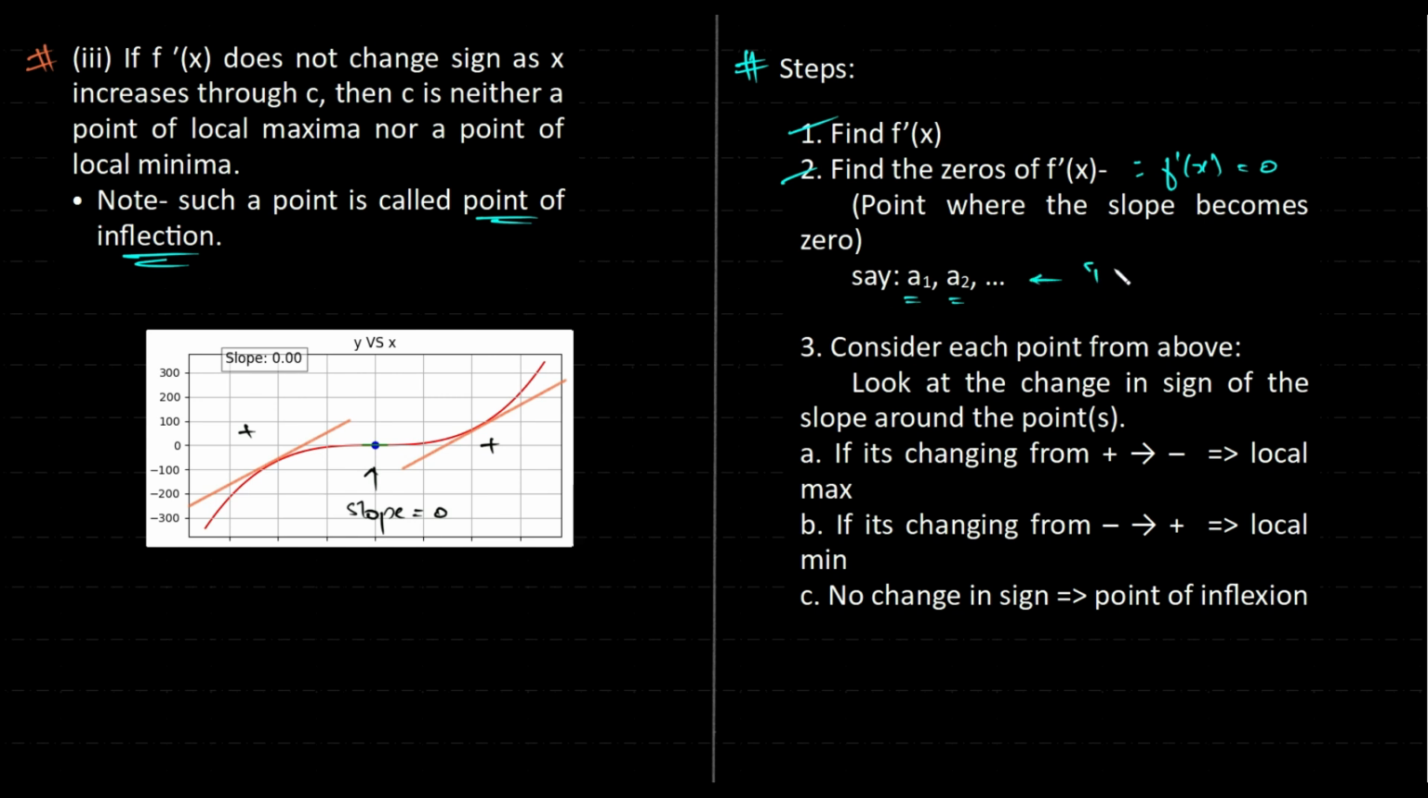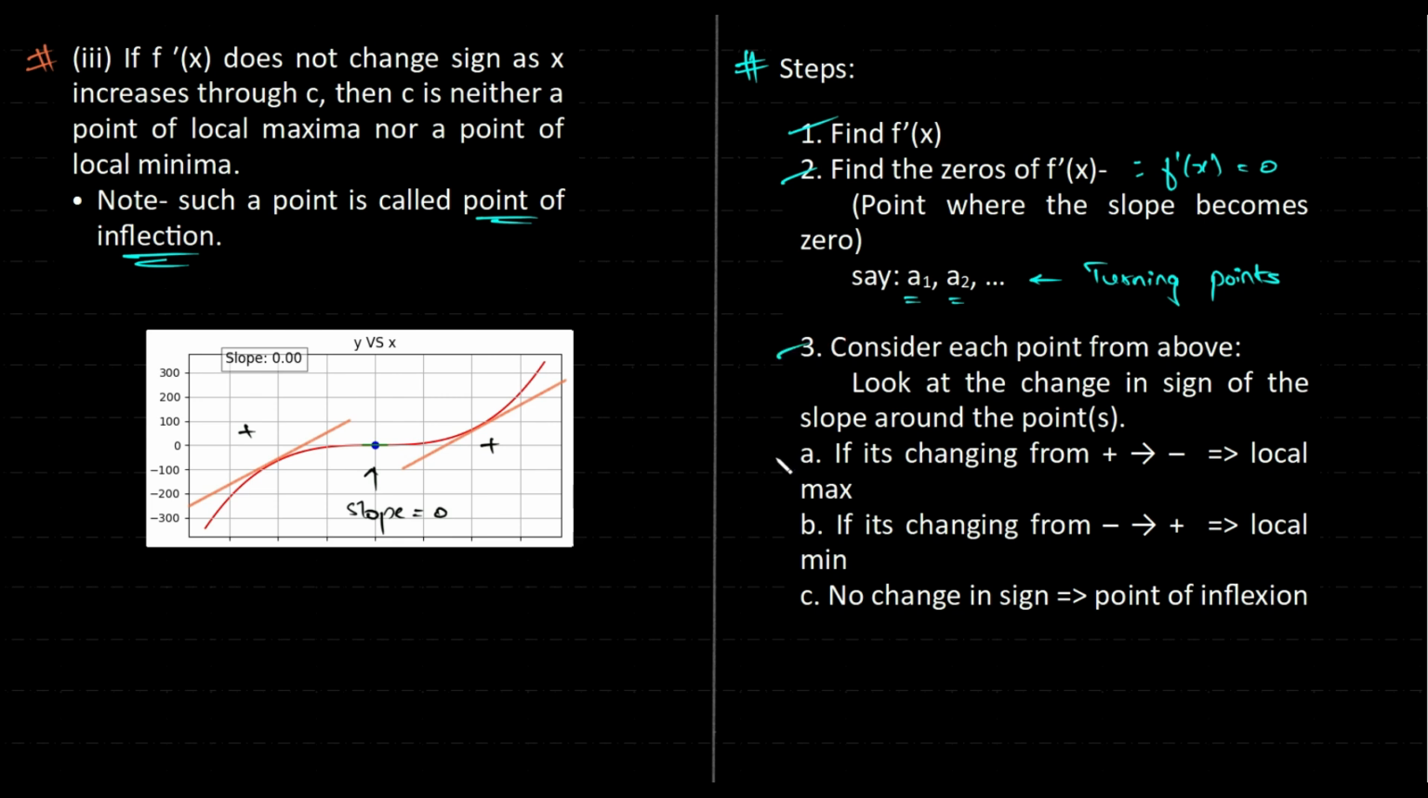So these are your turning points. And then for each point of the above, we have to consider those points. Check the nature of the point before and after. So if it turns out to be positive to negative, it's maxima, negative to positive, it's minimum. And if there is no change in sign, then it's point of inflection.